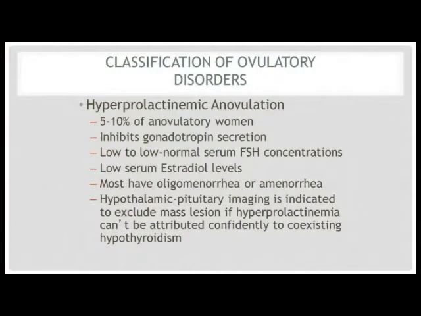So the last category is hyperprolactinemic anovulation. 5 to 10% of women who don't ovulate will have an elevated prolactin level. Usually their FSH and their estrogen levels are normal. And if you find a high prolactin level, generally if it's over 40.